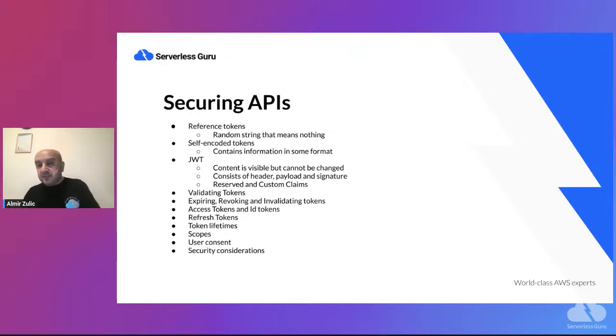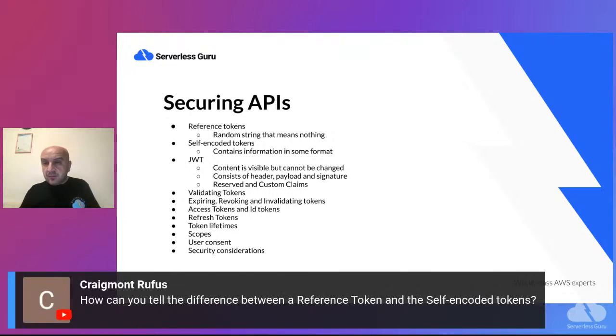And the content of this token, when decoded, is actually a JSON document, and those are claims. And the question from Rufus again, do they usually look the same? Do you mean JWT tokens or reference tokens, or which token are you asking about? Well, actually, you can't tell the difference.